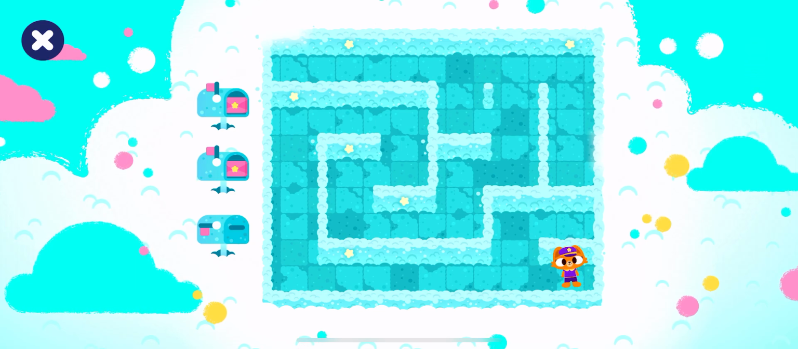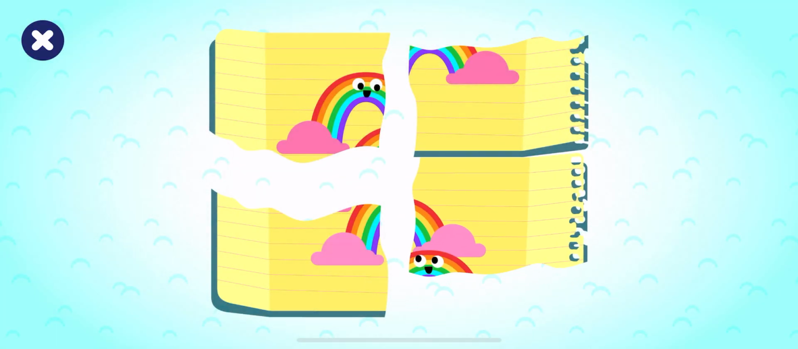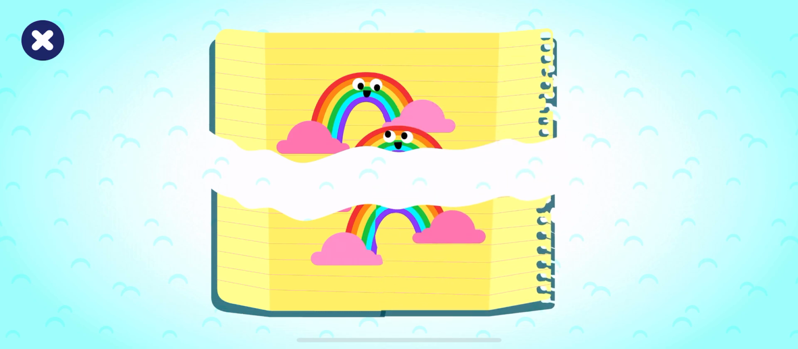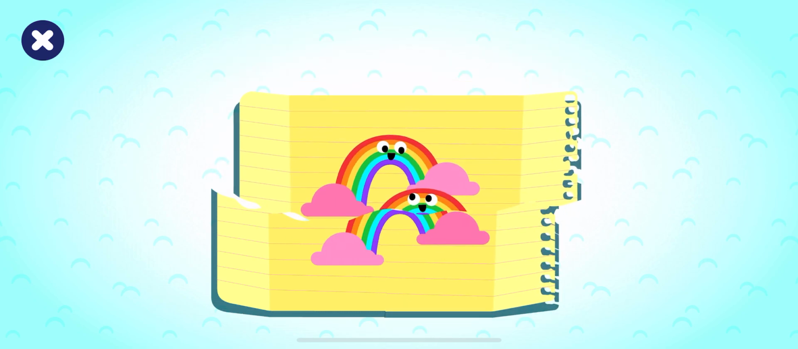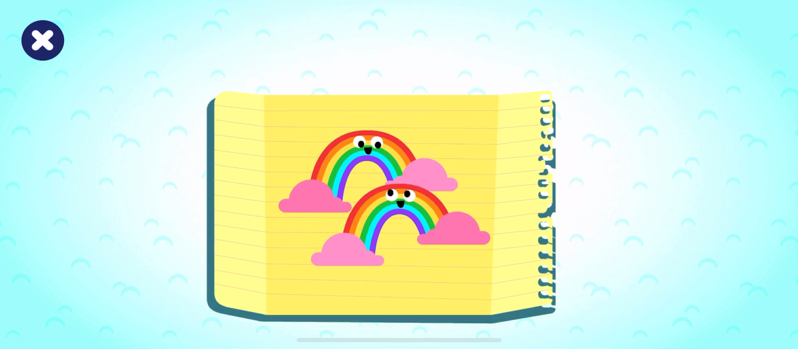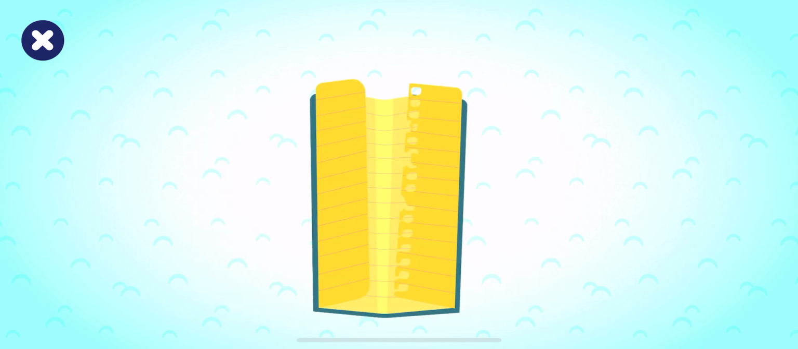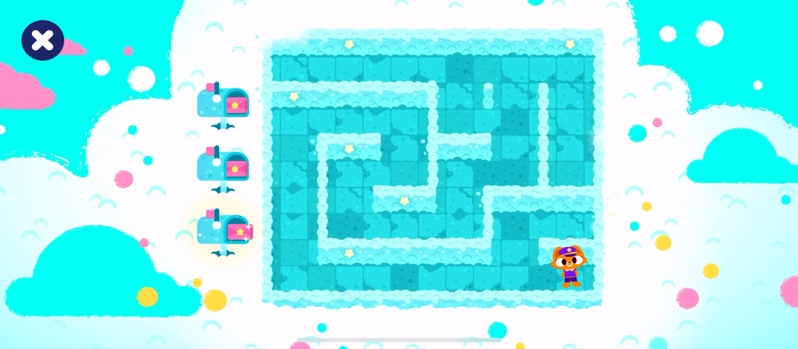You found a secret. Join the pieces. You can even find double rainbows in the sky. You unlocked the door.